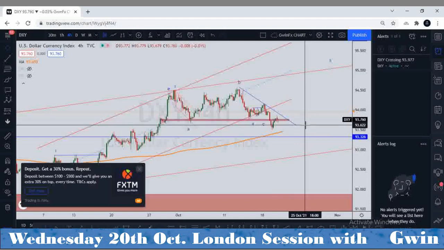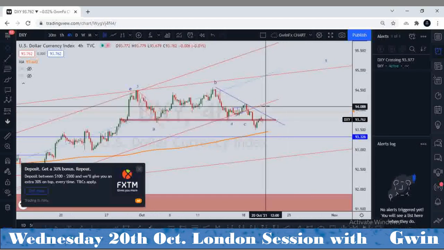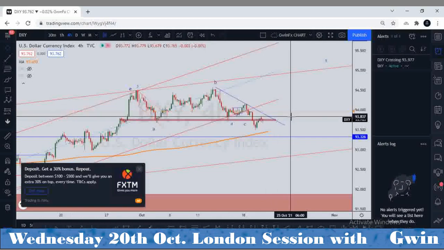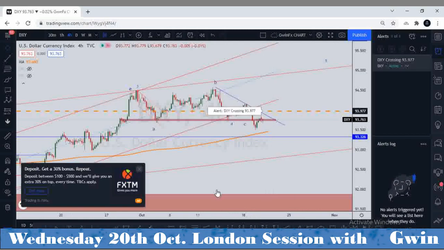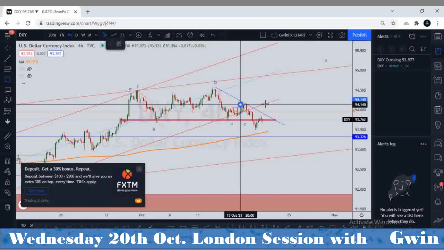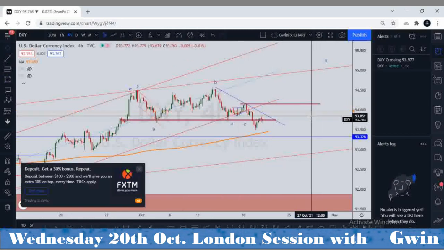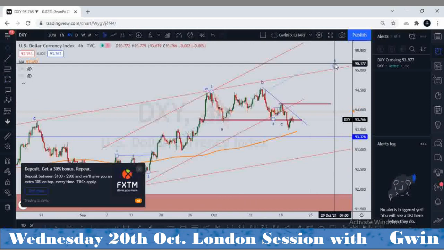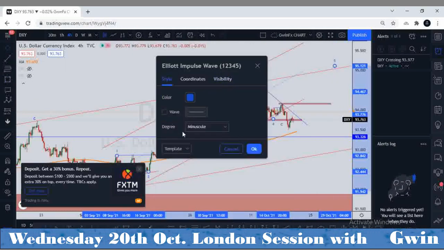If anything creates a break above that point there, I will be on the watch out. I don't want to see price breaking this structure here. If price does break this structure, then I'll be looking at more bullish opportunities for the DXY, and also at completing the wave 5 inside of this zone here. That could also be possible.